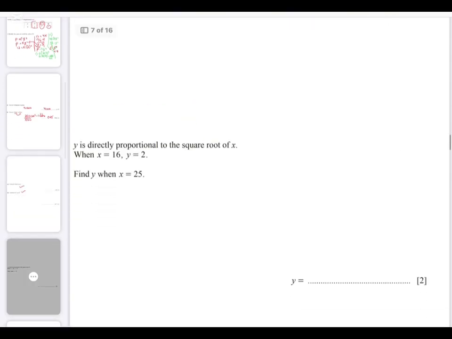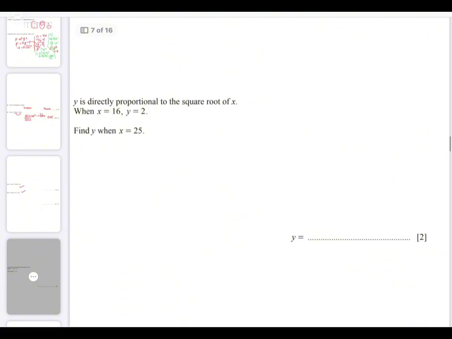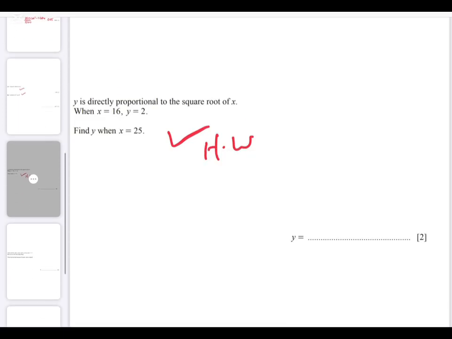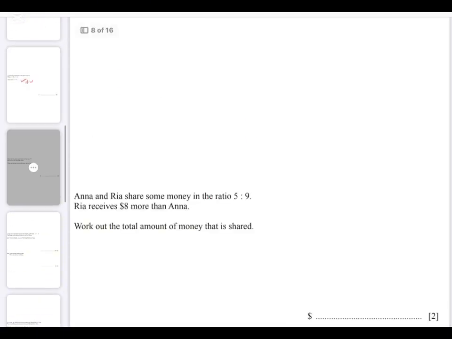Okay. Now, y is directly proportional to the square root. We have already done this. This is also homework for you. Try these questions. Okay. And if you face difficulty, you can comment. I will share the solution as well.